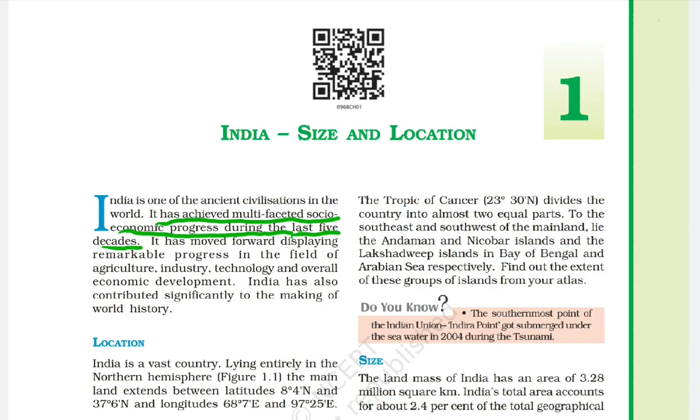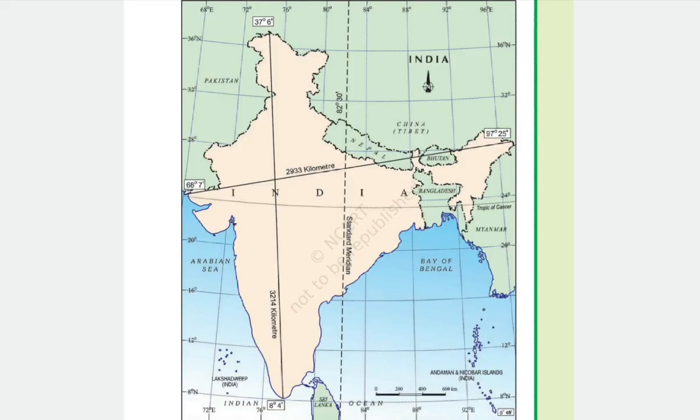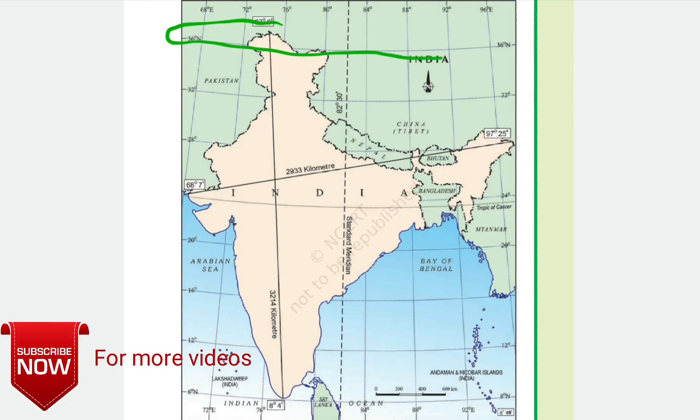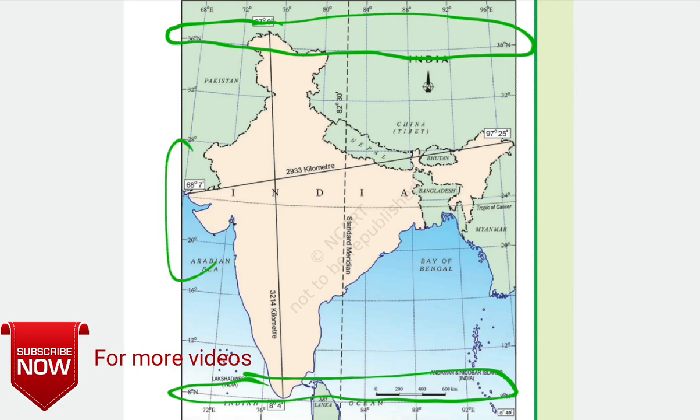India's location. As you know, India is the largest country lying entirely in the northern hemisphere. The mainland extends between latitude 8 degrees 4 north and 37 degrees 6 north and longitude 68 degrees 7 east and 97 degrees 25 east. This is India. India extends between 37 degrees 6 north and 8 degrees 4 north, and also between 68 degrees 7 and 97 degrees 25 east.